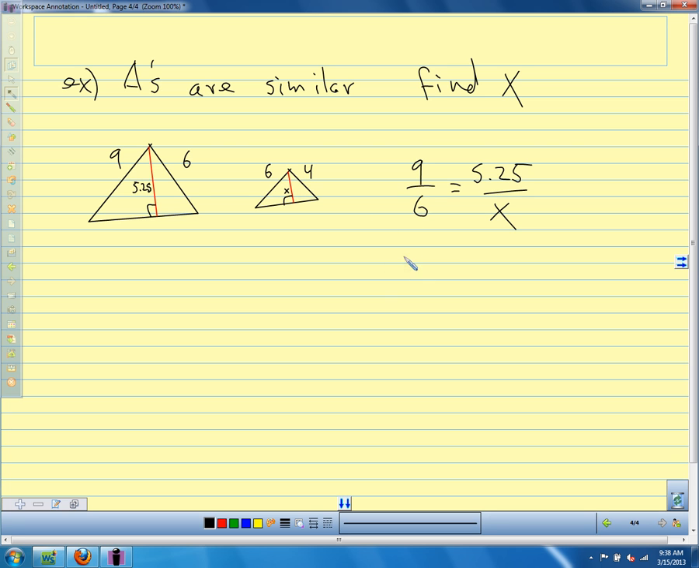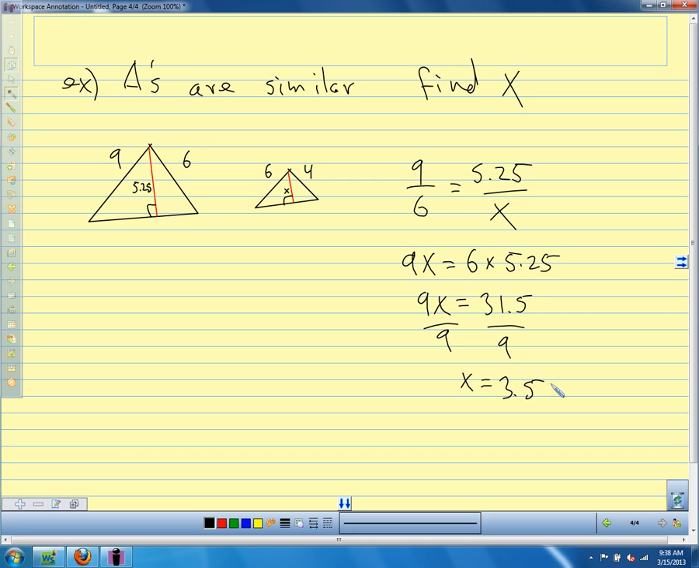So now we cross multiply, we get 9x equals 6 times 5.25. So 9x equals 31.5. Divide by 9, and x comes out to be 3.5. So it just gives us another part to make proportions with. Questions on that example? So again, more of the same. Set up proportions, cross multiply to solve.